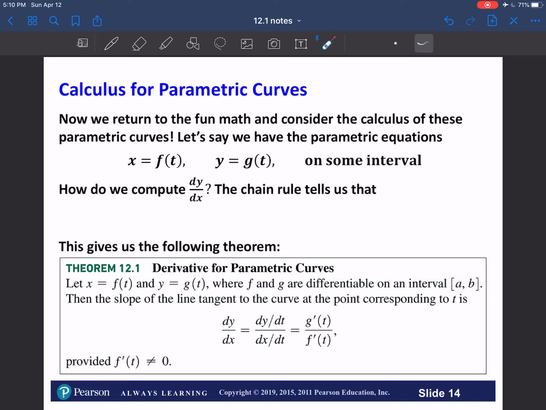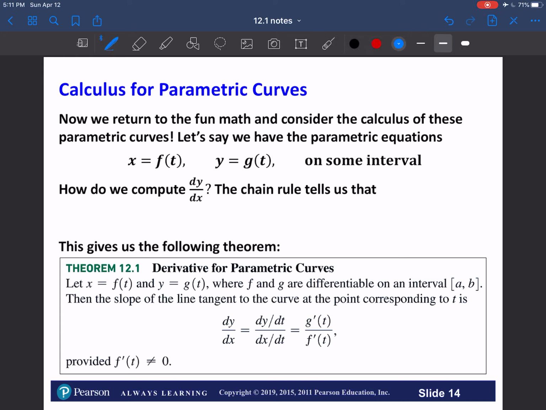Hey everyone, we're picking up with this example where we left off. So now we're going to start talking about the calculus for parametric curves. Once again, let's consider that we have x equals f of t and y equals g of t on some sort of interval. The question we're asked is how do we compute dy by dx? Remember that that is the slope of the curve at a given point.